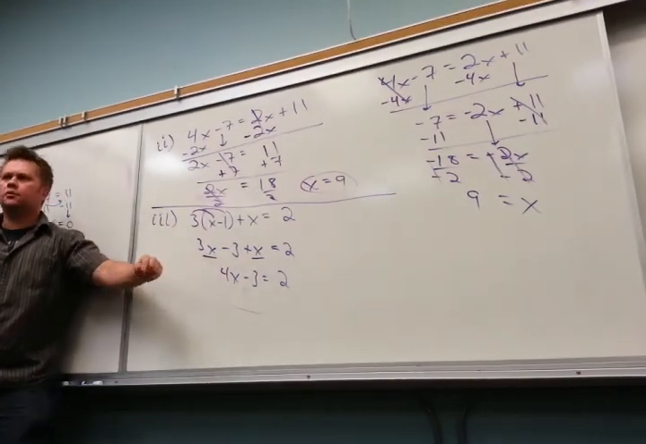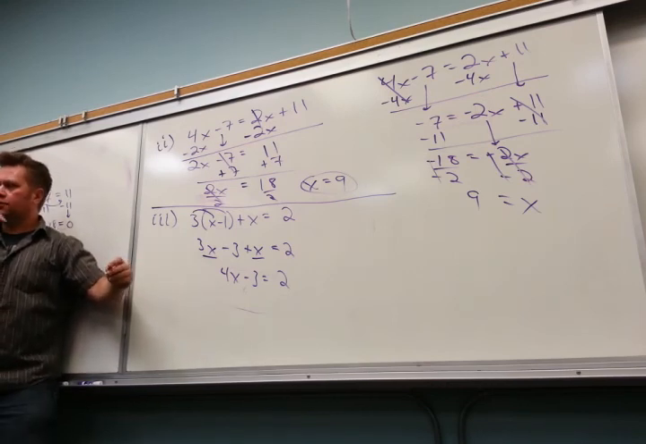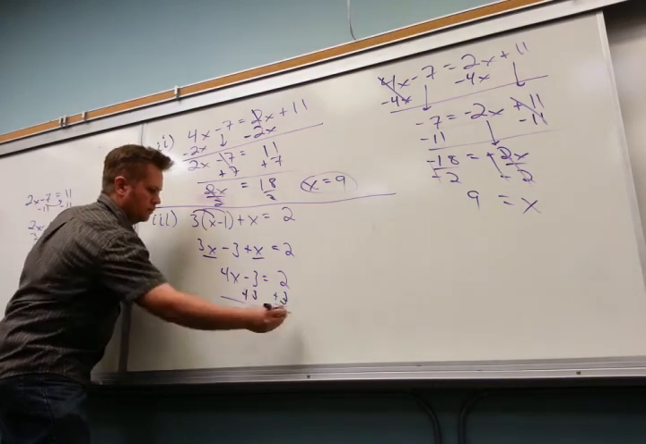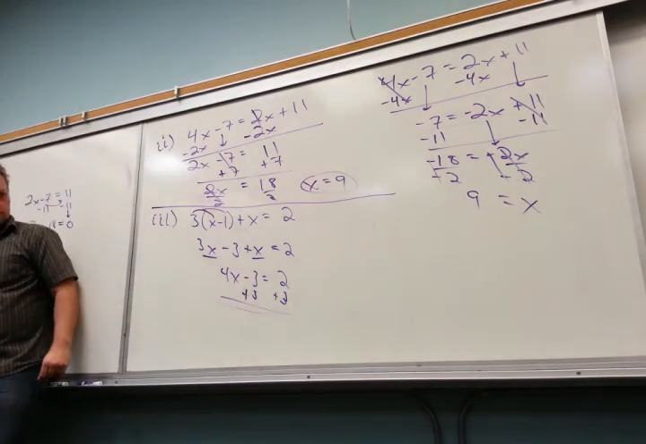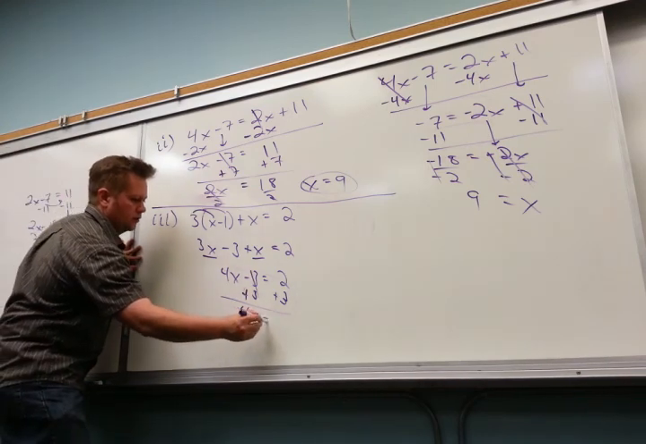But what am I going to do now to both sides? Get rid of the -3, so I have to add 3 to both sides. Yeah, 4x. Good, so those go away. I get 4x equals 5.